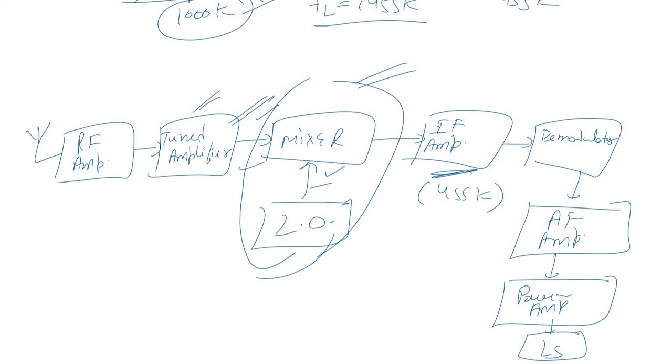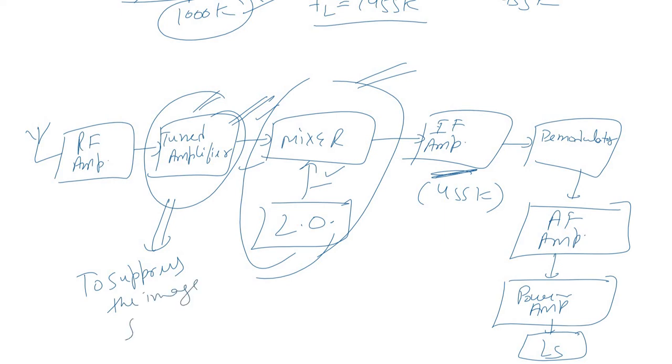Now let us try to understand the purpose of this tuned amplifier. The purpose of this tuned amplifier is to suppress the image frequency. It's a very important concept. Now, what do we mean by image frequency?